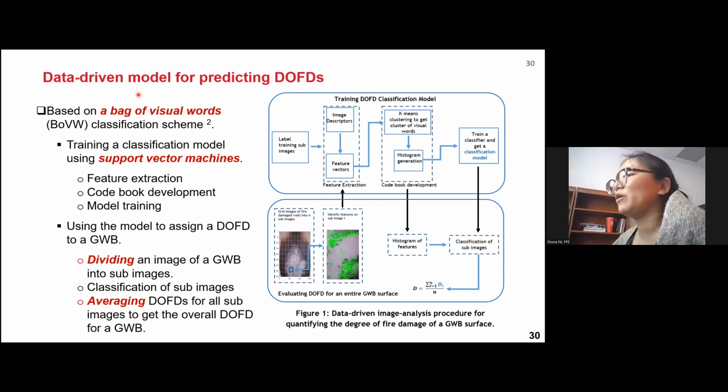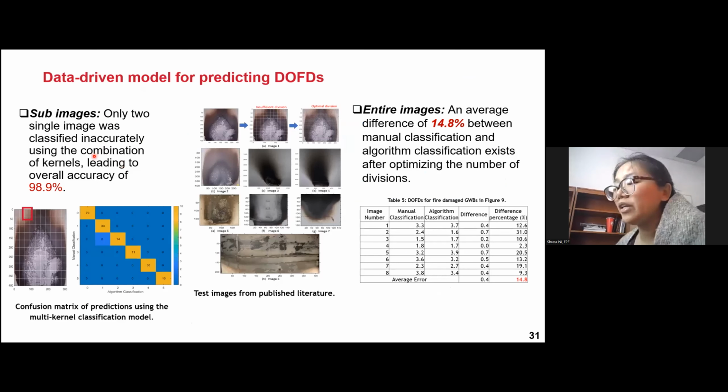This data-driven model is based on a bag of visual words classification scheme, and we trained the classification model using support vector machines. Here are some results. If we identify each sub-image, our model has very high accuracy, 98.9%. The damage level given by the model is almost always accurate compared to the manual classification. This plot is from when we tested almost 200 sub-images, small images, to identify their damage levels, and the accuracy is very high.